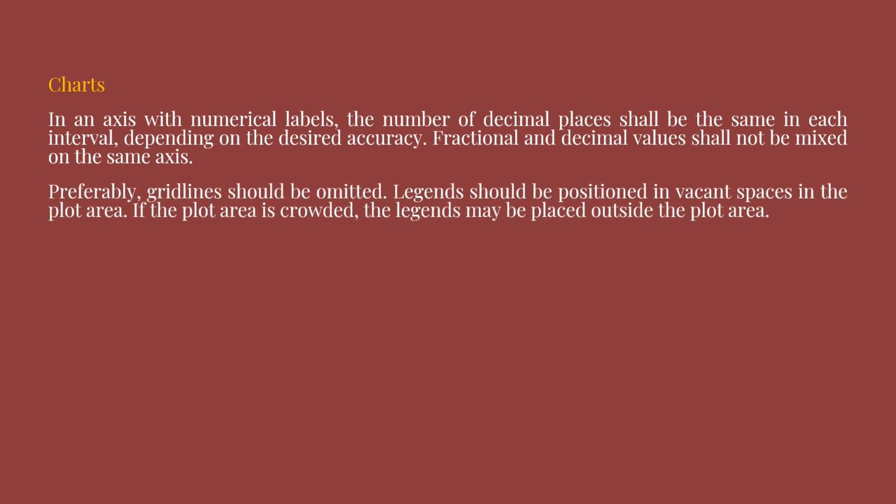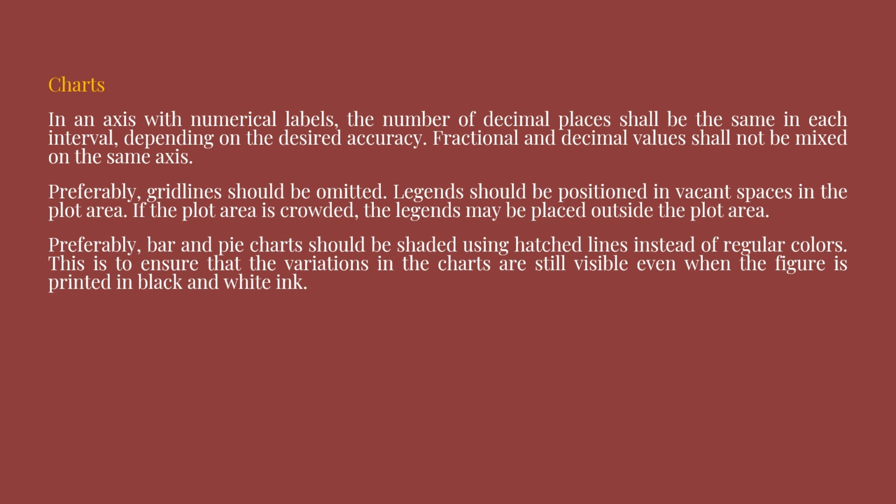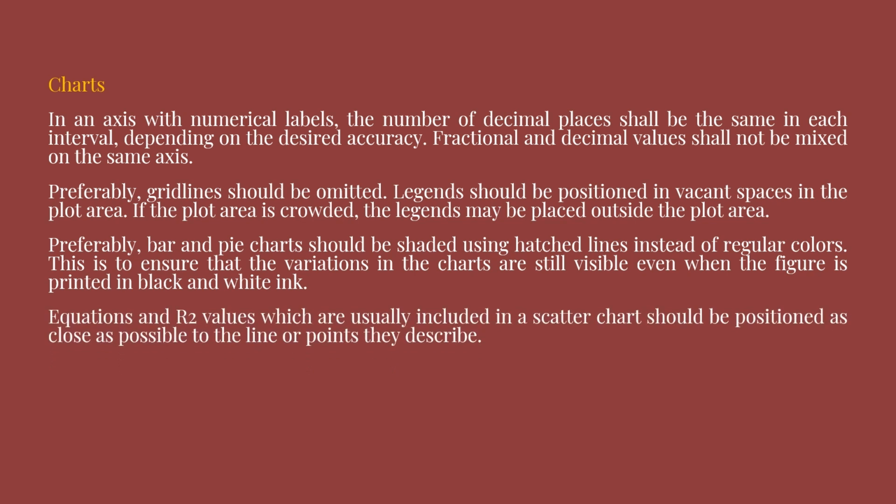Preferably, grid lines should be omitted. Legends should be positioned in vacant spaces in the plot area. If the plot area is crowded, the legends may be placed outside the plot area. Preferably also, bar and pie charts should be shaded using hatch lines instead of colors. This is to ensure that the variations in the charts are still visible even when your figure is printed in black and white ink. Equations and R-squared values, which are usually included in scatter plot, should be positioned as close as possible to the line or points that they describe.